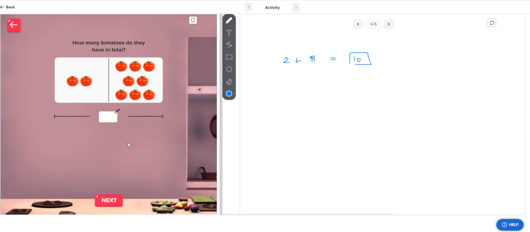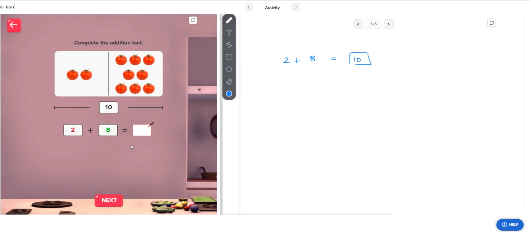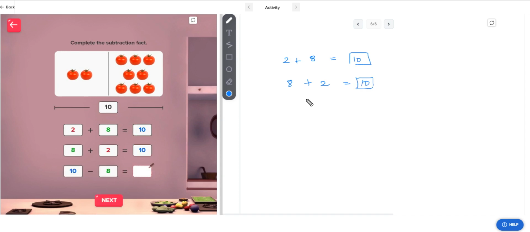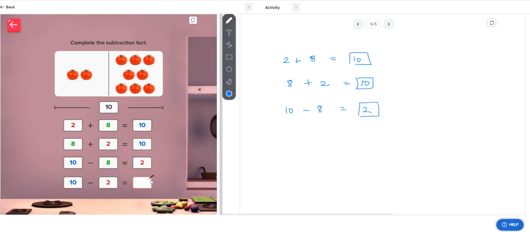That is my first fact. So the number here is 10. 8 plus 2 is 10. Now, to write it the other way around, 2 plus 8 is equal to 10 as well, right? Now subtraction facts. 10 minus 8, if I do, I will get 2. So that's a 2. And if I do 10 minus 2, I will get an 8.